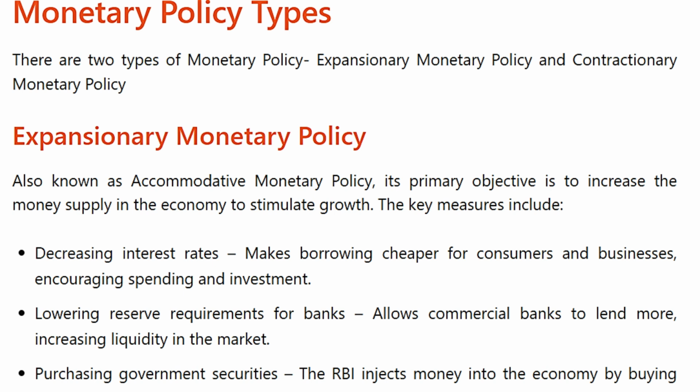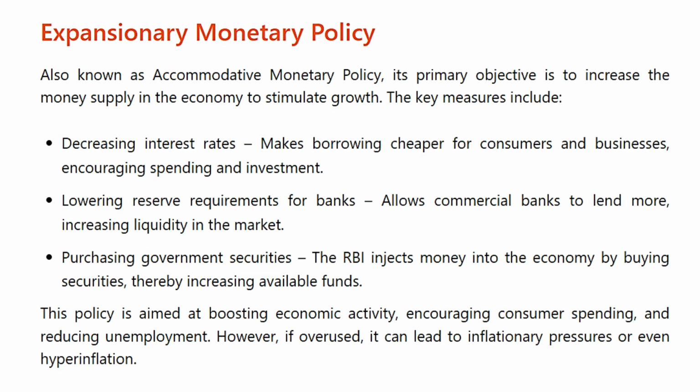Expansionary monetary policy, also known as accommodative monetary policy, has the primary objective of increasing the money supply in the economy to stimulate growth. The key measures include: decreasing interest rates, which makes borrowing cheaper for consumers and businesses, encouraging spending and investment. Lowering reserve requirements for banks, which allows commercial banks to lend more, increasing liquidity in the market. Purchasing government securities, where the RBI injects money into the economy by buying securities, thereby increasing available funds.